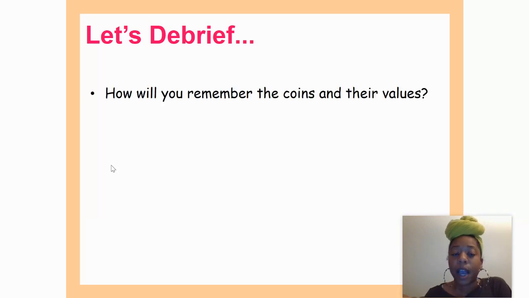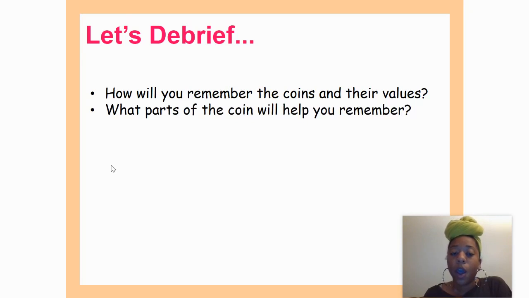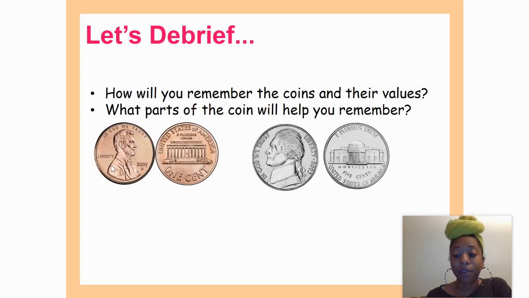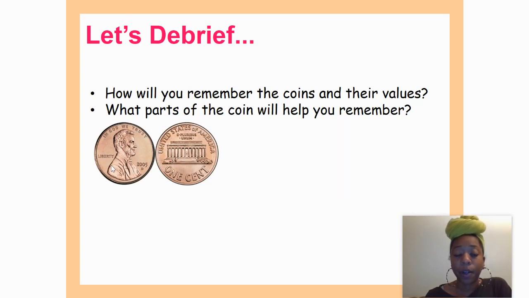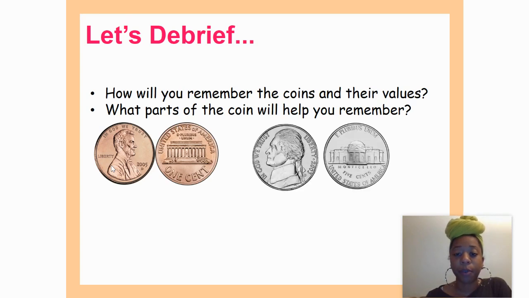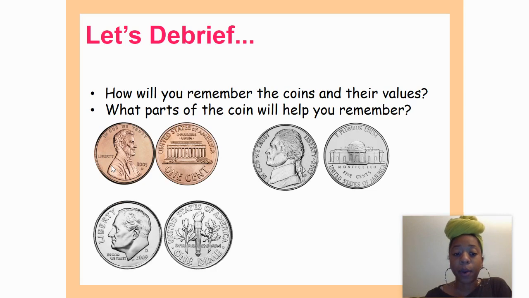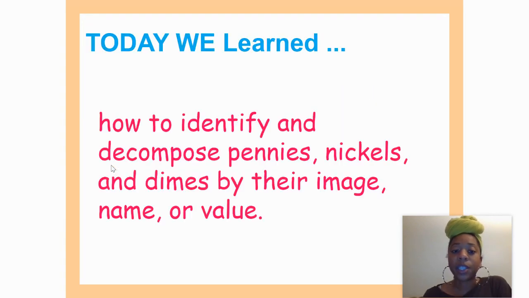Let's debrief. How will you remember the coins and their values? What parts of the coin will help you remember? Remember, if I look at the front and the back of the coins, it will help me remember. The front and the back of the penny look very different from the front and the back of the nickel. And remember, the dime is different as well. The penny's worth 1 cent, the dime's worth 10 cents, and the nickel is worth 5 cents. Study the images on the front and back of the coin so that you can always remember the coins and how much they're worth. Today, you guys learned how to identify and decompose pennies, nickels, and dimes by their image, name, or value. You did an excellent job.